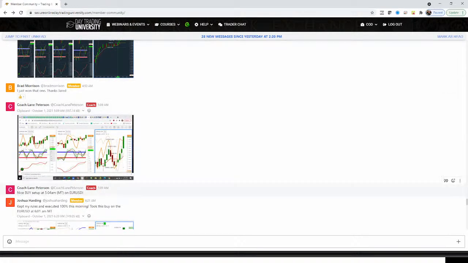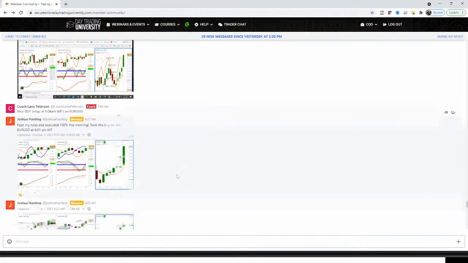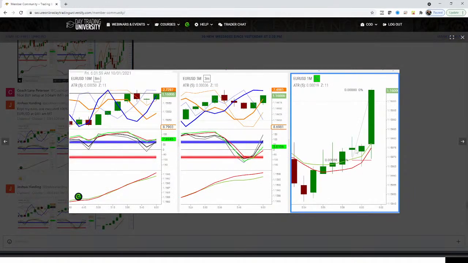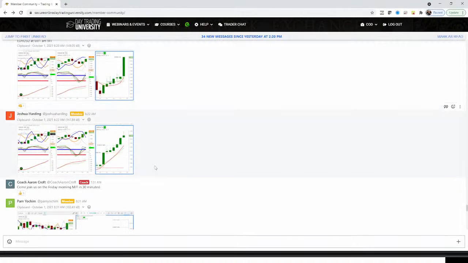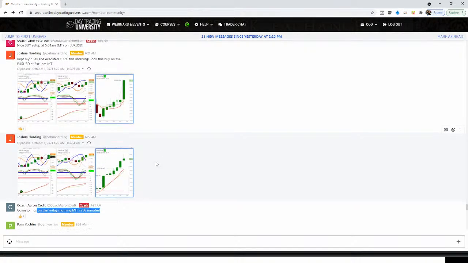So another coach is just shouting out another trade, right? And here's another member with some encouragement: kept my rules and executed 100% this morning. Took this buy on the Euro USD at 6:01 Mountain, right? So he took a trade, it won. You can see it was a nice stretch, and he won that trade. Another member, this is just an invite. Is this the same guy? Yeah, this is the same guy.